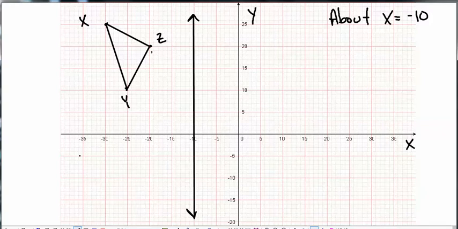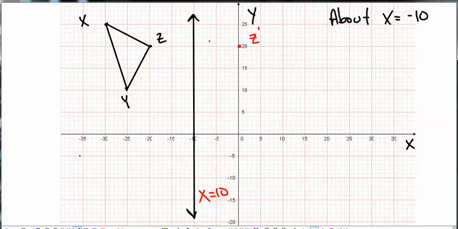So now, Z prime, if you're reflecting it over the line x equals 10, then you go 10 units to the right of the line of reflection. Agreed? So if you're at -20, 10 to the right puts you at the line of reflection. You've got to go 10 more right here. Okay, so that would be Z prime.